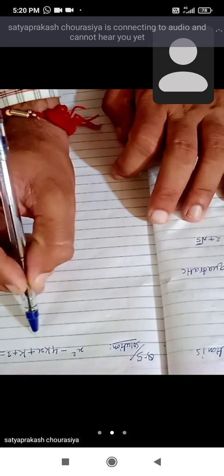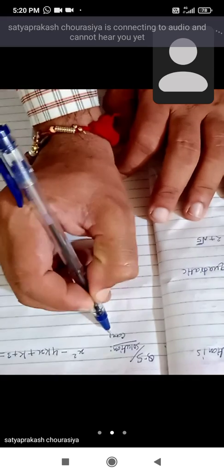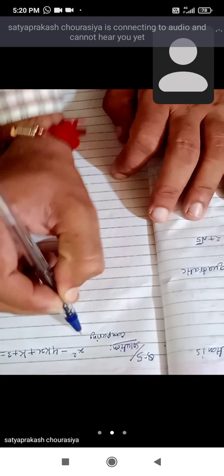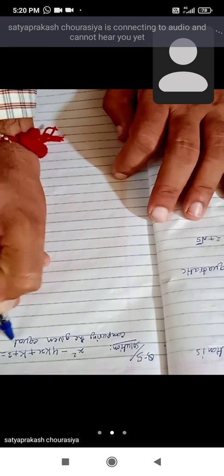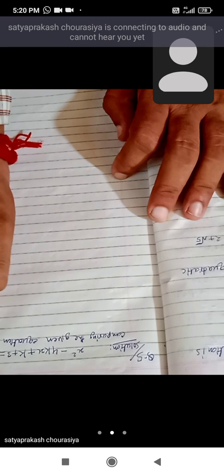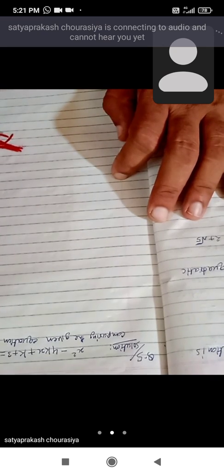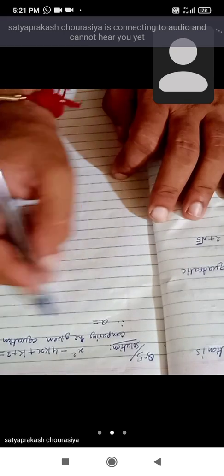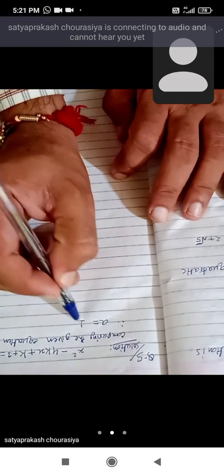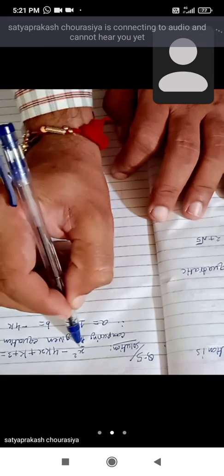x square minus 4kx plus k plus 3 is equal to 0. Now comparing the given equation with ax square plus bx plus c is equal to 0. So therefore a is equal to 1, b is equal to minus 4k. Now see, the variable is x here.